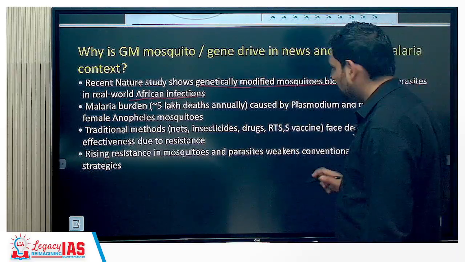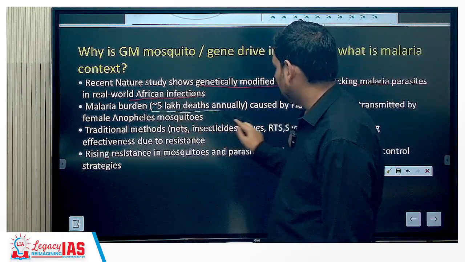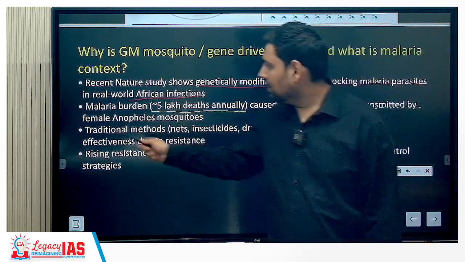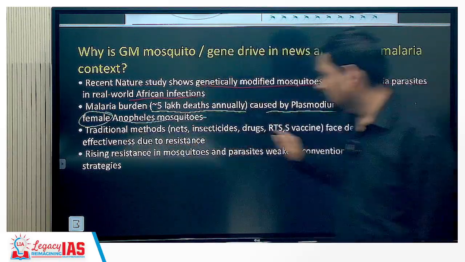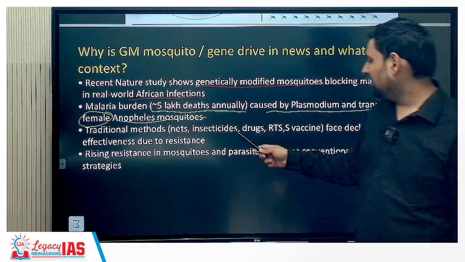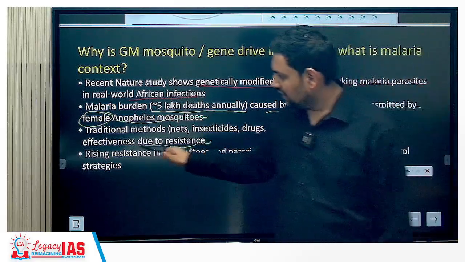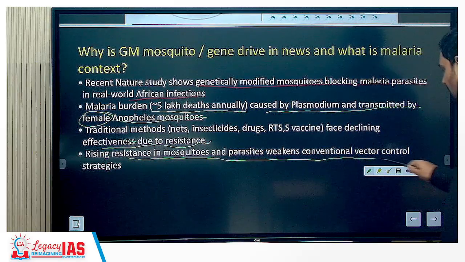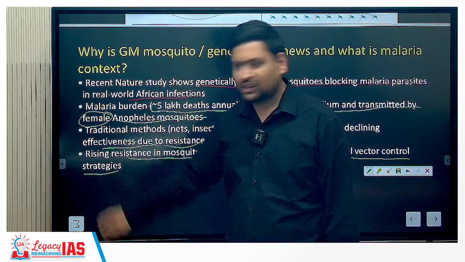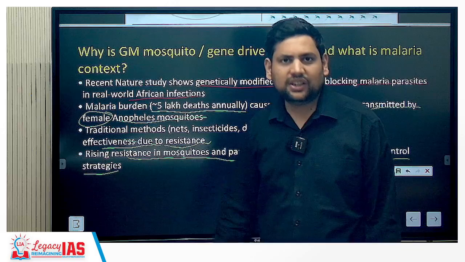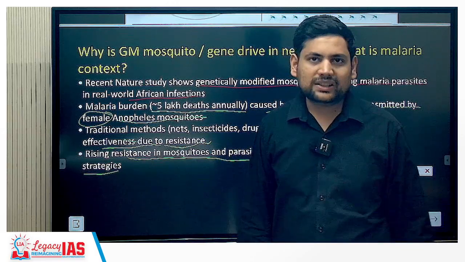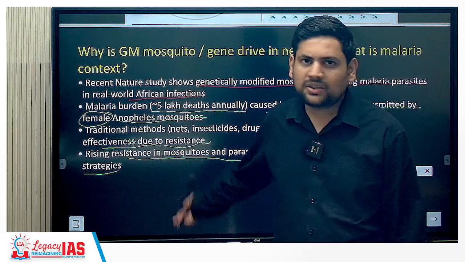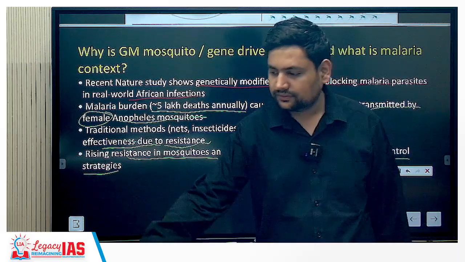Next it talks about malaria burden: approximately 5 lakh deaths annually caused by plasmodium and transmitted by female Anopheles mosquitoes. Traditional methods are not working that effectively. Rising resistance in mosquitoes and parasites weaken conventional vector control strategies. So vector control strategies are everything that we do. We try to keep our places clean. We try to do pest control, but this is not working very well.